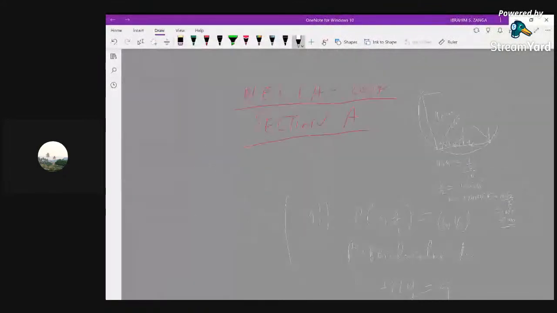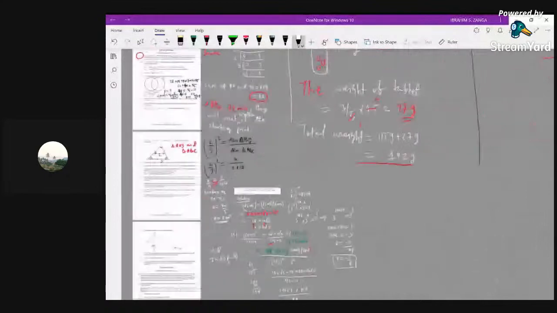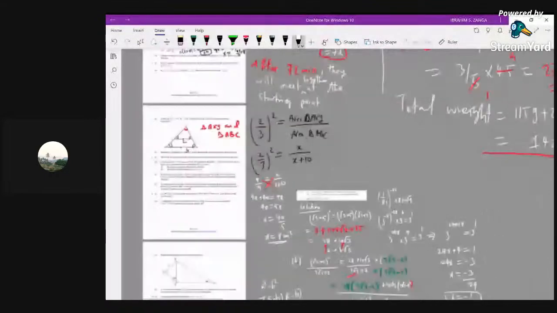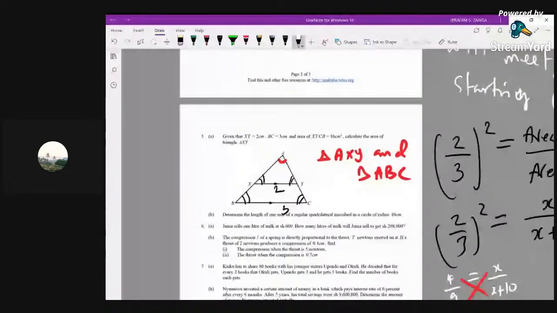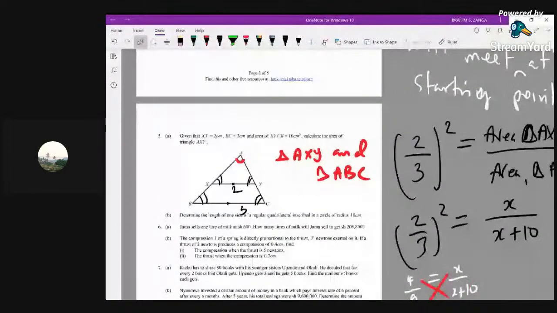So that is the solution for question number 5B. We can have a break, and maybe we are going to continue in the other session from question number 6 to question number 10.